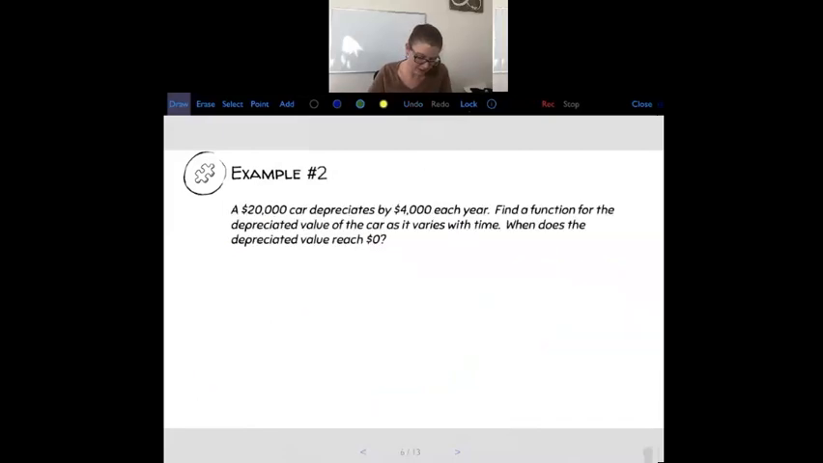Okay. Example 2, a $20,000 car depreciates by $4,000 each year. Find a function for the depreciated value of the car as it varies with time. When does the depreciated value reach 0? So I'm going to do this one 3 ways. The first way is we're going to talk about what's happening and just go through year by year. The second way, I'll write an equation y equals mx plus b, which you will have to know how to do. And then the third way is I'm going to show you what this looks like on a graph.